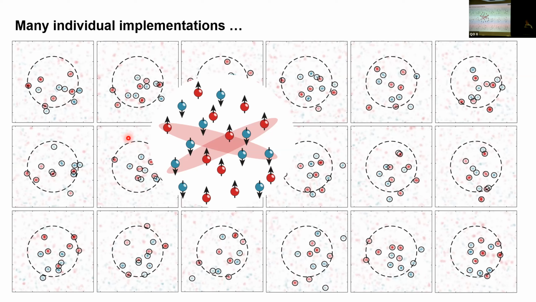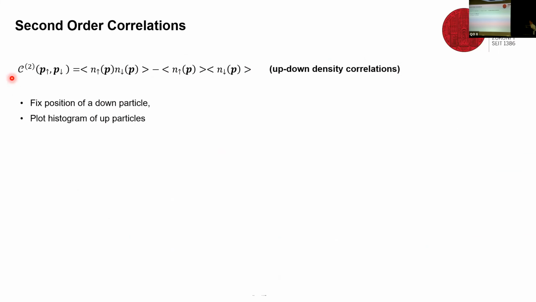That on the Fermi surface, two particles form a pair: if I have a particle with spin up at a certain momentum k, then there should be a particle with momentum minus k on the other side. Okay, let's try to analyze the images. So we have to evaluate some second order correlations, a quantity like this.